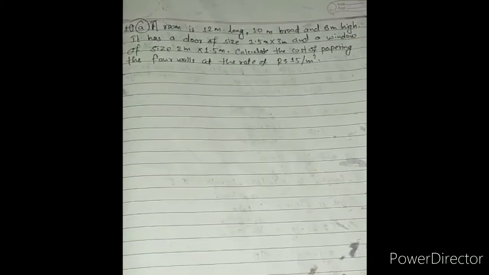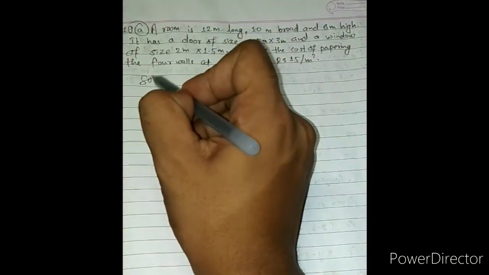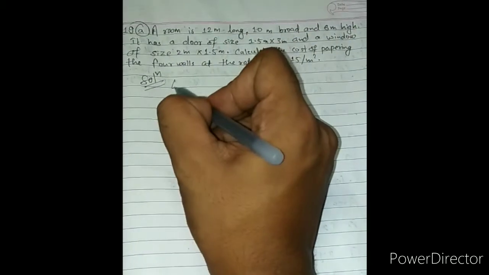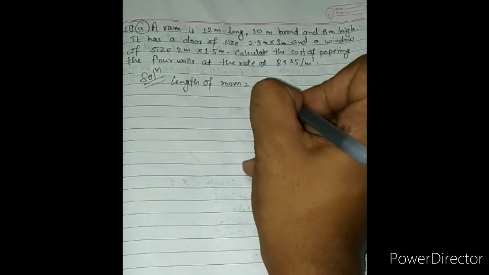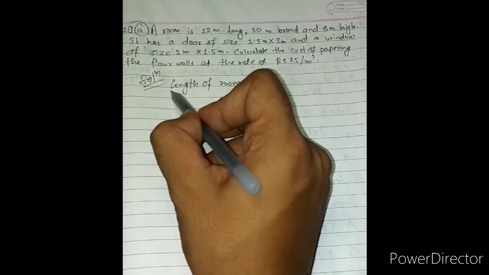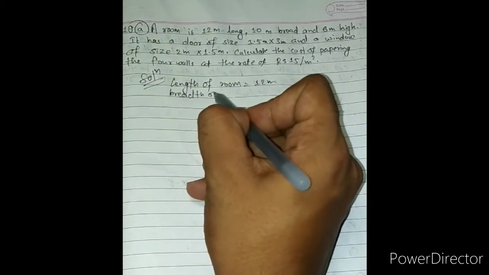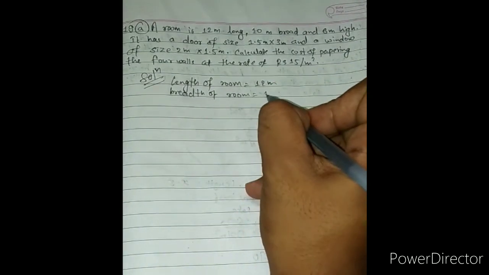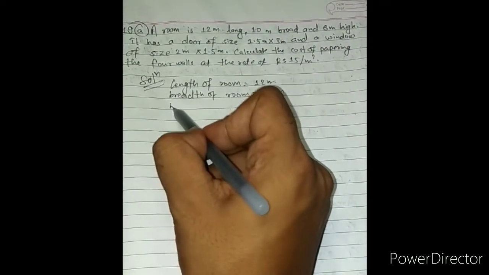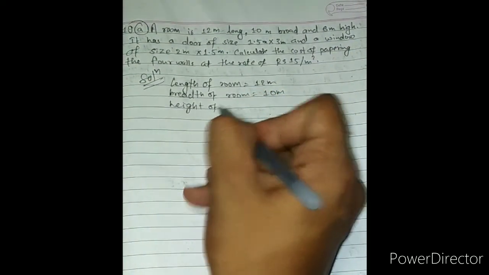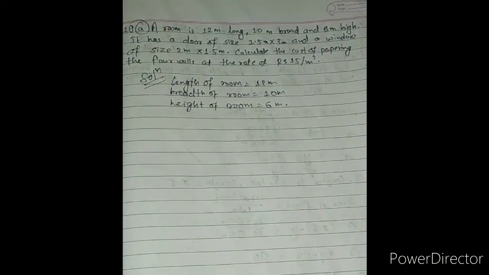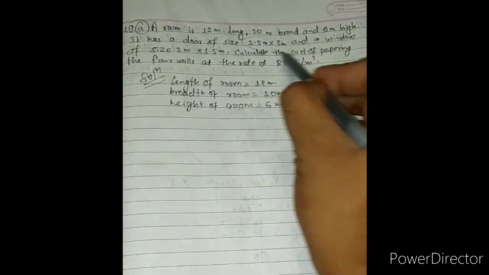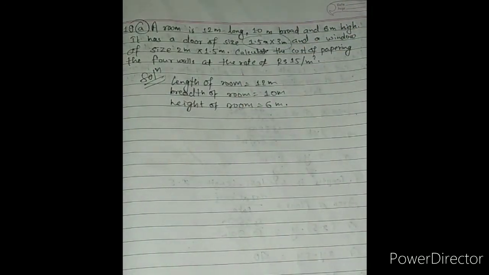Okay, let's solve next question. Question number 19. Here a room is 12 meter long, length of room is given 12 meter, 10 meter broad, breadth of room is 10 meter, 6 meter high, height of that room is 6 meter, and it has a door of size 1.5 by 3 meter.